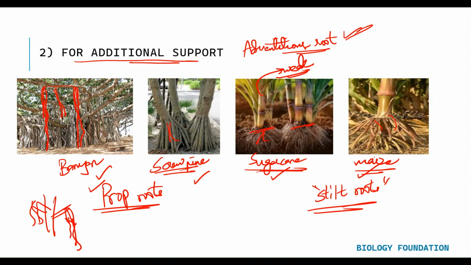they get firmly attached to the soil. They grow from the stem, again go back into the soil, and act like a pillar, thus providing proper support to the plant. That is seen in banyan and even in screw pine. And what about stilt roots? These roots also develop from the stems, so they're adventitious roots. Since the stem is quite weak in these plants, that is in maize and sugarcane, the stems are tall and weak, and hence mechanical support is provided by the adventitious roots which develop from the base of the stem. And these adventitious roots are specifically called stilt roots.